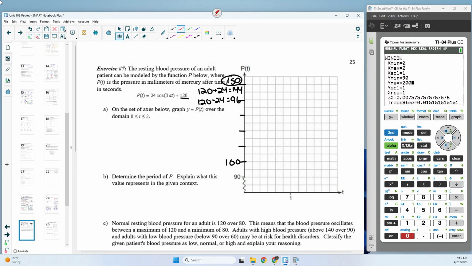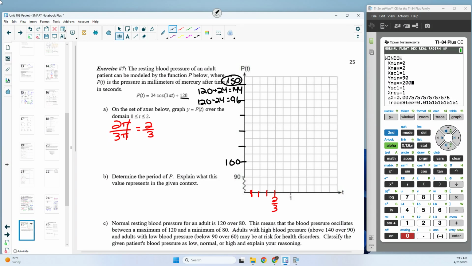Period-wise, my next thing. So I have 2 pi divided by b, so 2 pi divided by 3 pi. So my period is 2/3, which is a little weird. But I looked at the way they gave me my scale, and this could be 1/3 and 2/3. So if this is 2/3, these are my quarter points.